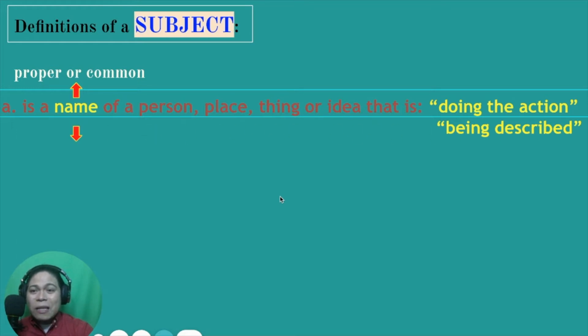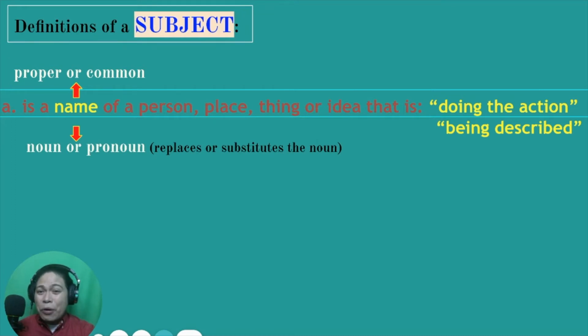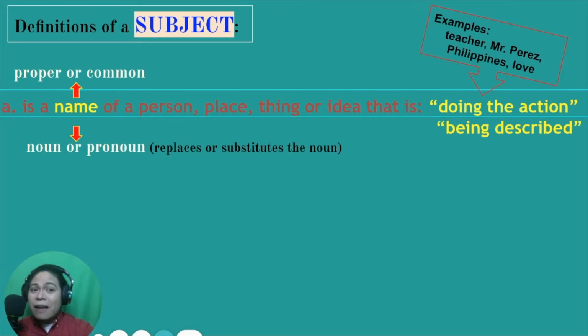And we call these proper or common names a noun, which is a part of speech that names a person, place, or thing. Or in the absence of a noun, we use a pronoun, because a pronoun is also a part of speech that replaces or substitutes the noun. Now, these are examples that I have here, like the word teacher. Teacher does not specify a name, so that is a common name of a person. Now, Mr. Perez is a proper name because it specifies a name of a person. Philippines is the name of a country, a proper name. And love is an idea.